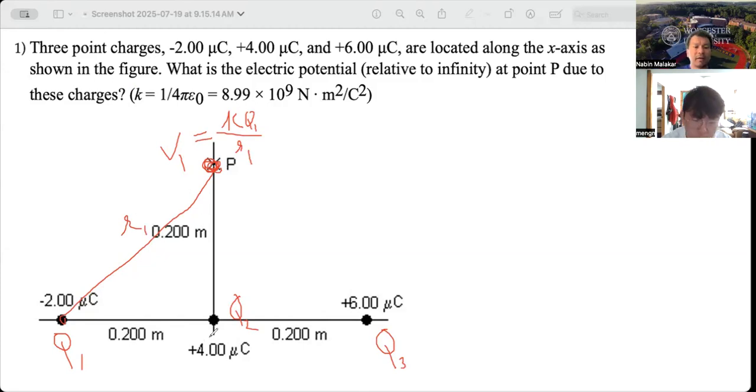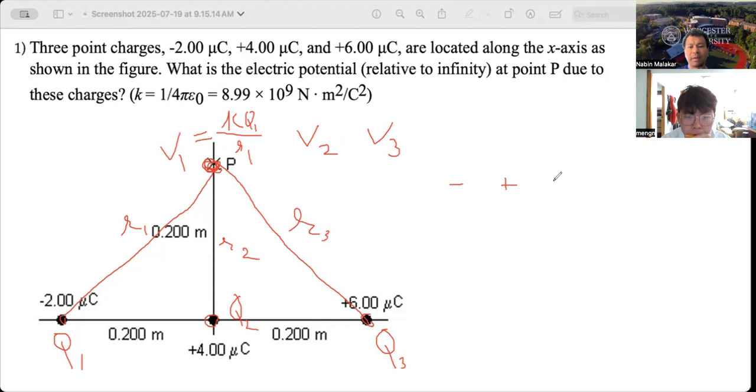And because of Q2, there will also be V2. Because of Q3, you again do that Pythagorean, and then there will be V3, with a similar formula. In this case, the distance is R3, R2. And then you can see V1 is negative, V2 is positive, and V3 is positive, because the path is opposite. So the result will be a minus, plus, and plus.